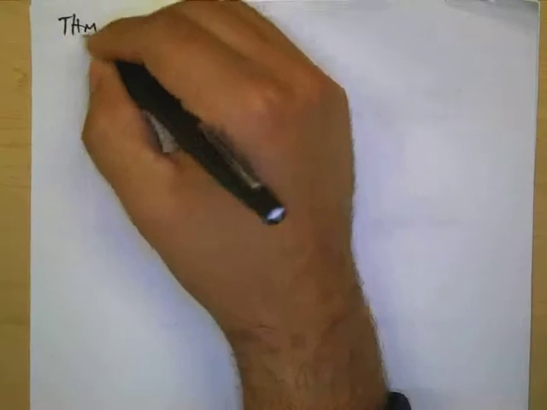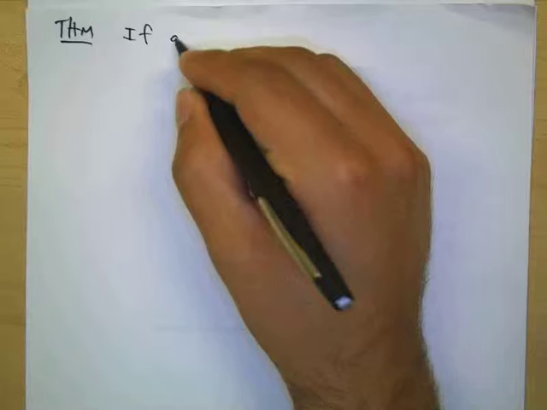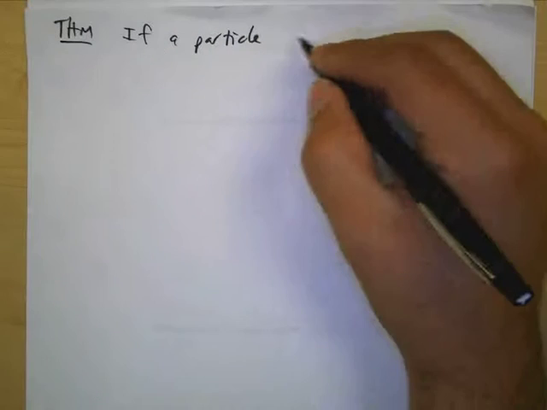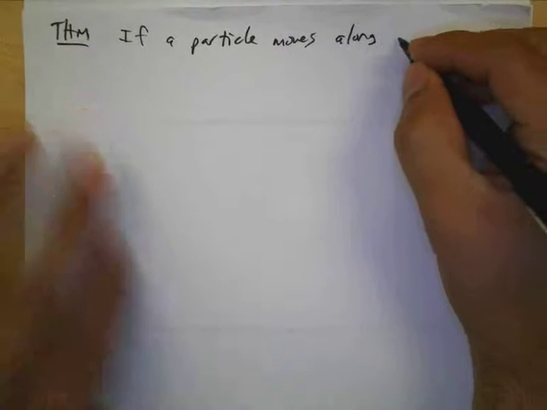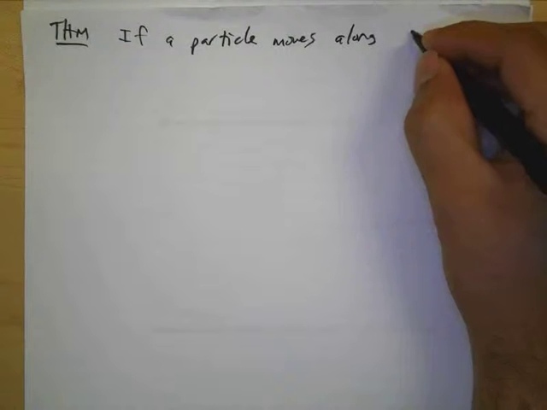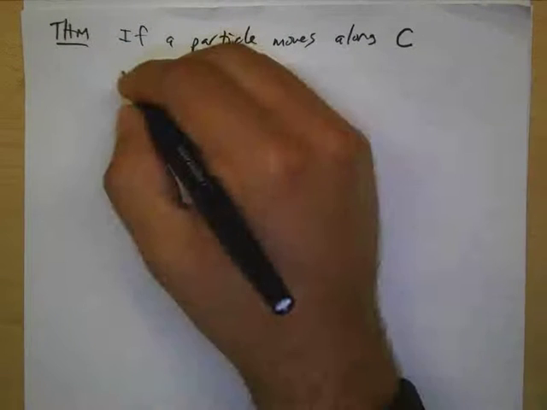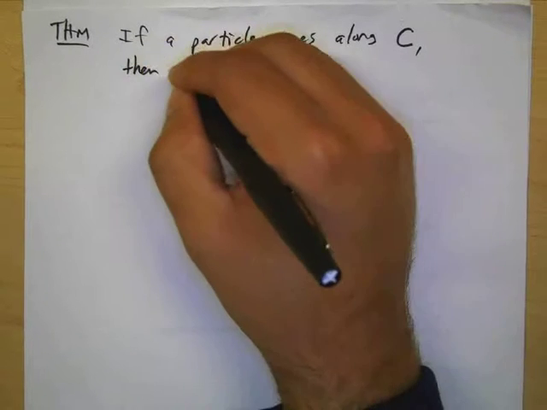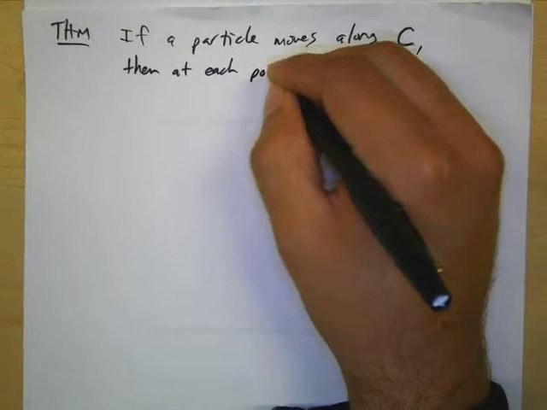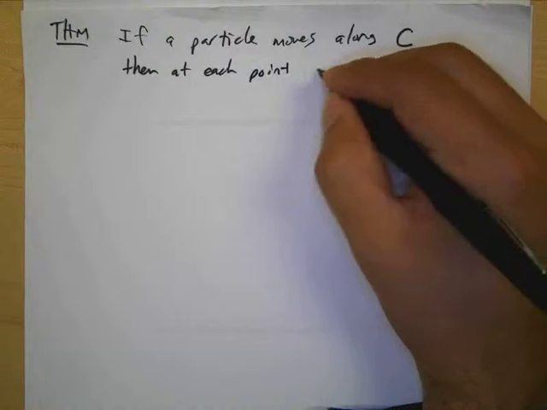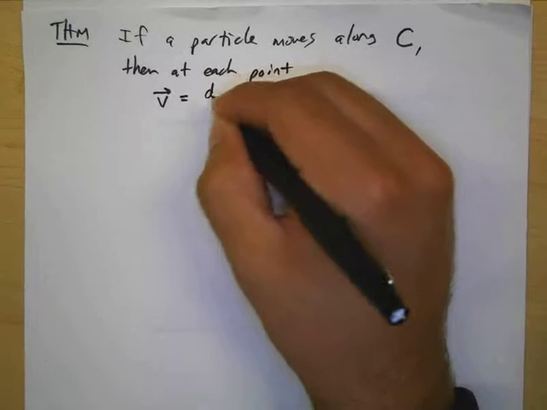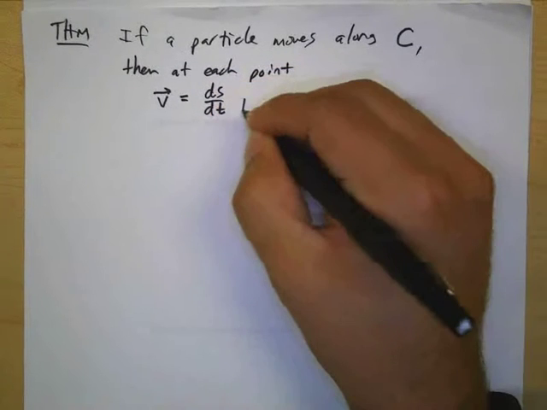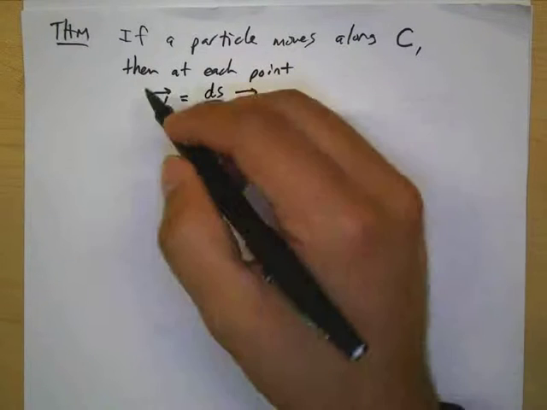So here's the theorem. If a particle moves along, let's say, a smooth curve C in 2 or 3 space, the usual, then at each point we can write the velocity, which we've already done, as speed times unit tangent vector. Okay, so that's from before.